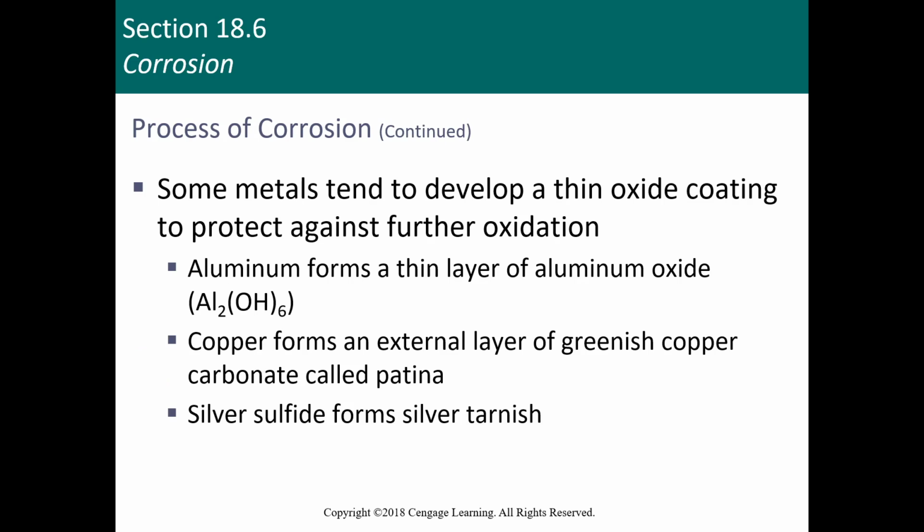Some metals tend to develop a thin oxide coating to protect against further oxidation. Aluminum is a great example of this. If you've ever had any aluminum surface or aluminum container, then you will notice when it gets scratched, it gets very shiny. And that's actually showing you what aluminum looks like. Aluminum is actually very shiny.